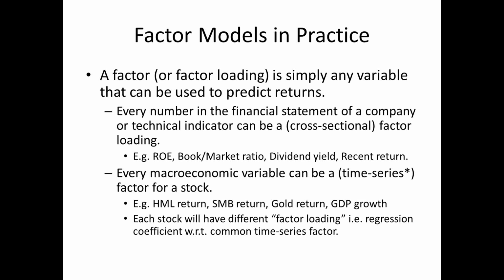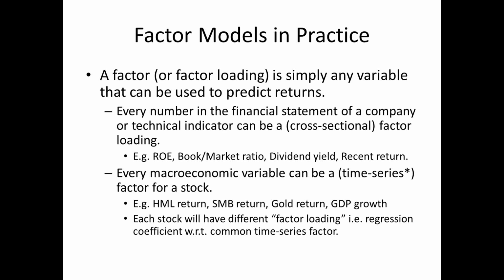The reason they're called cross-sectional factors is, first of all, that they are directly observable. You know exactly by reading the financial statement what the book-to-market ratio is. And also, they differ for every stock. Every stock has a different dividend yield and a different recent return. So that's what is called cross-sectional: across all the stocks, the factors are different.